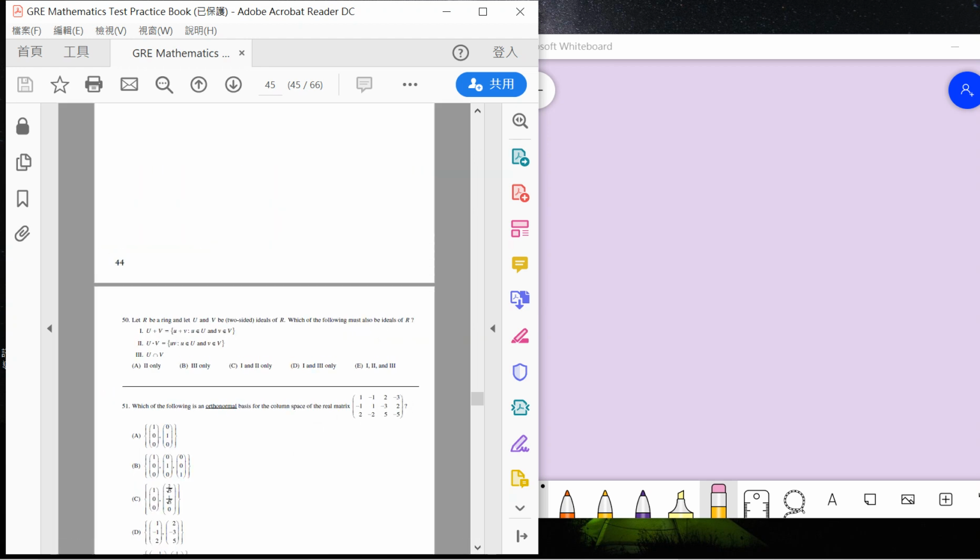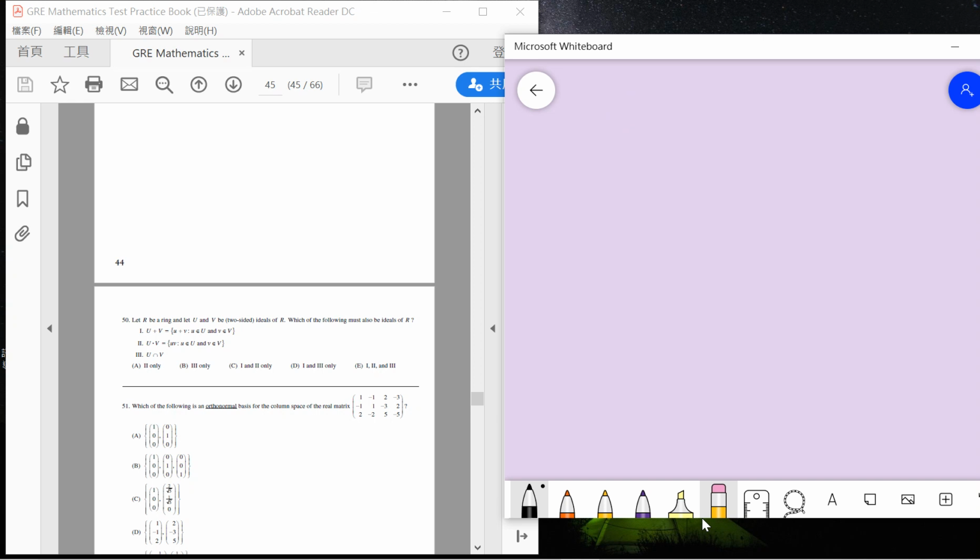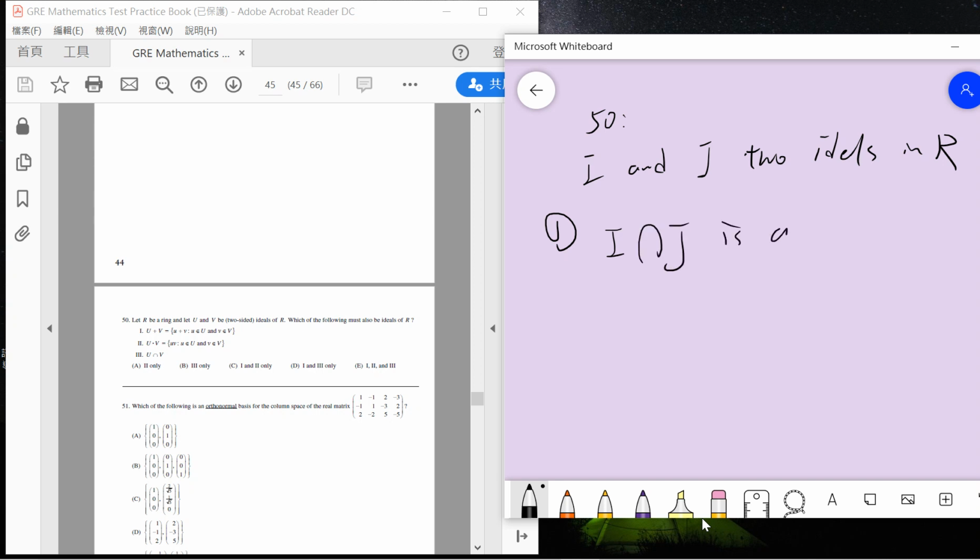Okay, so number 50, this is a simple question. If you don't know the answer, then you should study and review abstract algebra. If I and J are two ideals in R, then common sense is that I intersection J is also an ideal. This can be proved by definition, because if you take any x in I intersection J, then x multiplied by an element of I is in I, and x multiplied by an element of J is in J. So x times any element in the I intersection J will still be in the I intersection J.